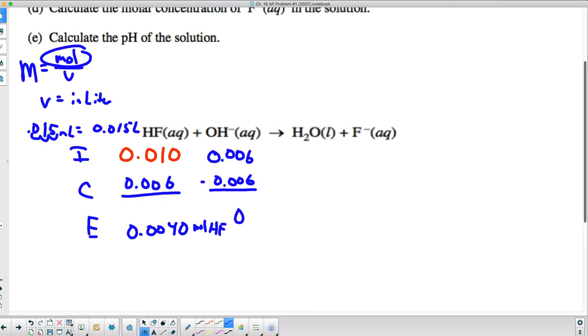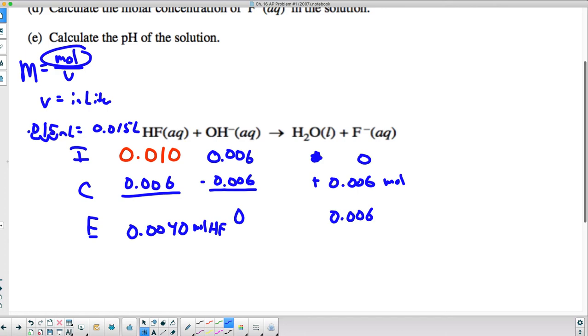Notice that I've got 0 moles of OH for right now, and then over here I start with 0. Well, I always have some of this, that's not even my consideration. I start with 0, and then I add 0.006 moles of this, and what I'm left with at equilibrium is 0.006 moles of that.